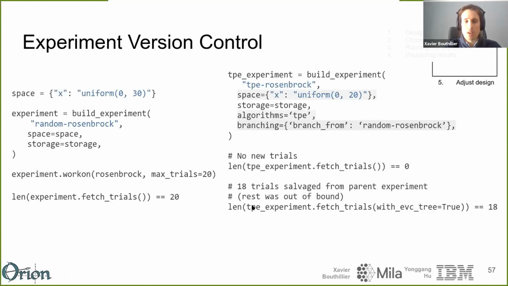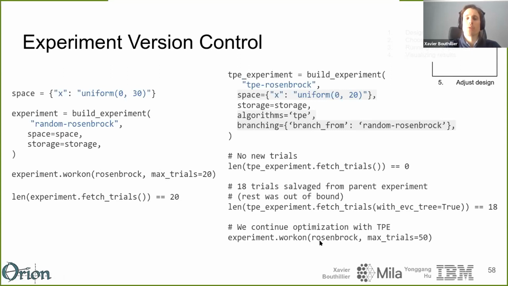Okay, so now when we do this work on, oh, there was a mistake here. It should be TPE experiment work on. This TPE will be first fitted on the 18 trials that are coming from the parent, and then it will continue on sampling new trials that will be saved in the child experiment, not in the parent one. So they keep being compartmented, partitioned, let's say. So that's it. This is how you use the experiment version control.